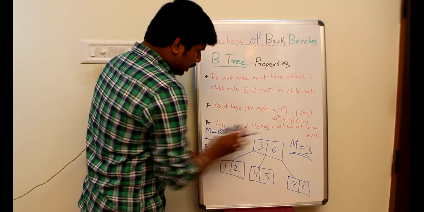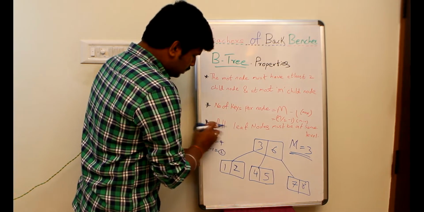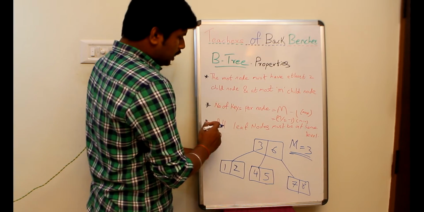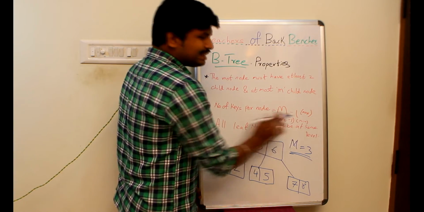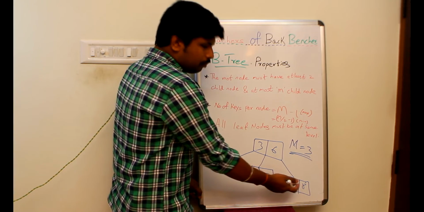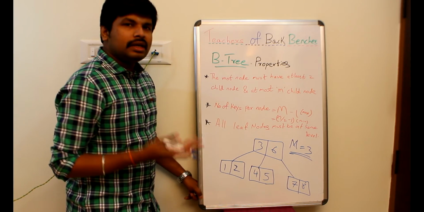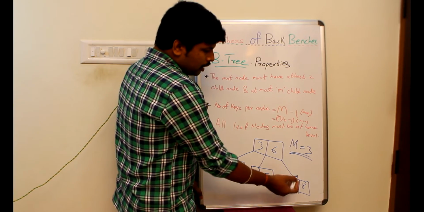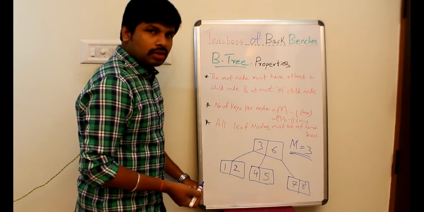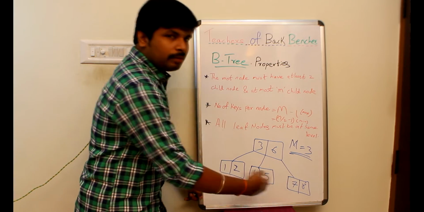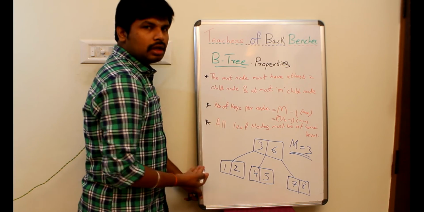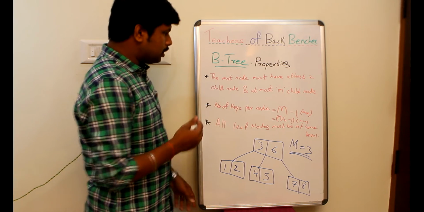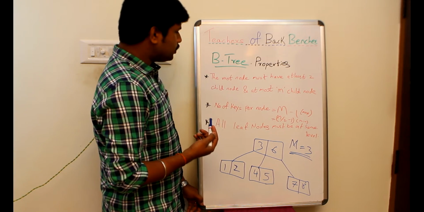Now here in this B tree, let's first go to the next property. For the next property, all leaf nodes must be at the same level. This is one property that makes the B tree shorter, because we are reducing the level of the B tree. All the leaf nodes must be available at a common level.